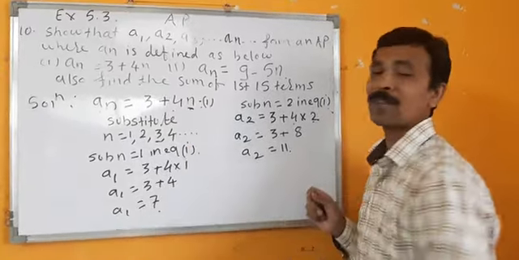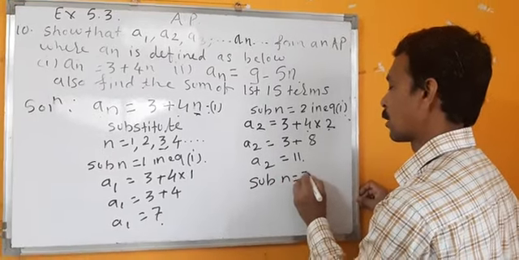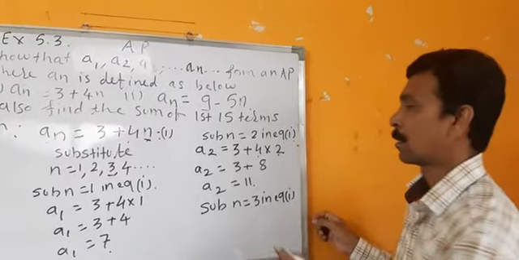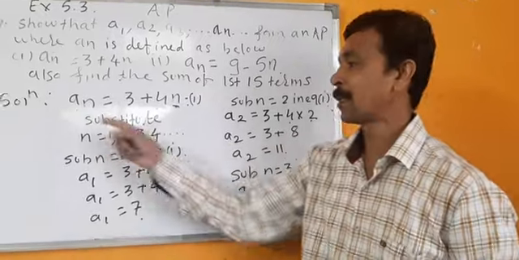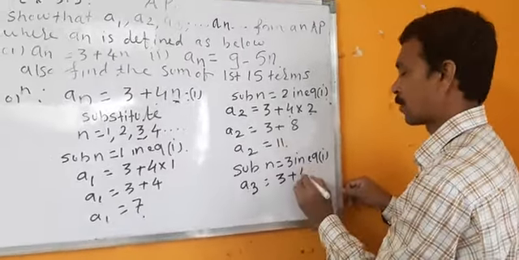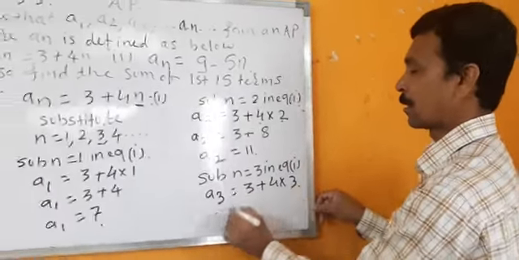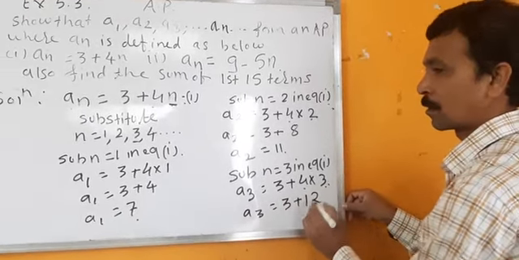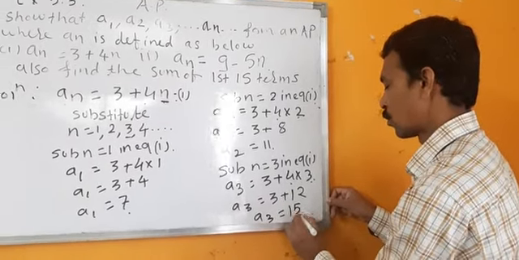Now I will take the value of N equal to 3. Substitute N equal to 3 in equation 1, that is A3, because it is AN. AN is equal to 3 plus 4N, means 4 into 3, because N is here 3, right? A3 is equal to 3 plus 4 threes are 12. A3 is equal to 15.